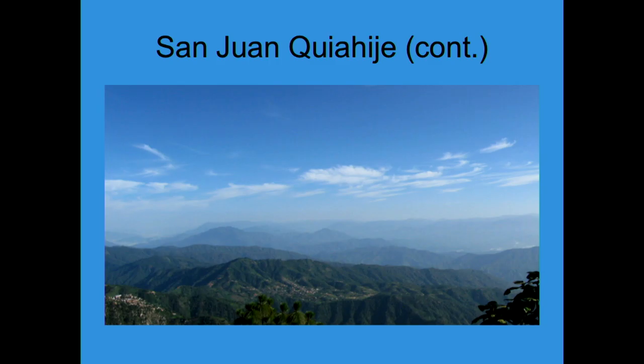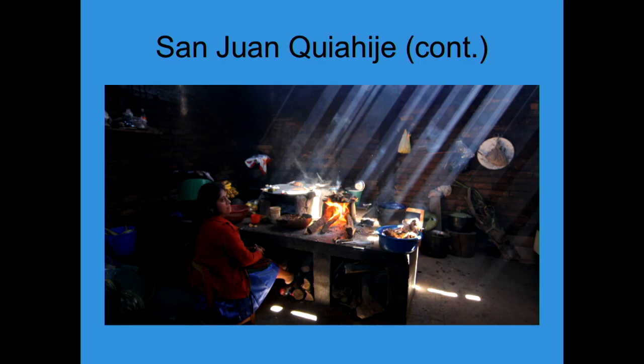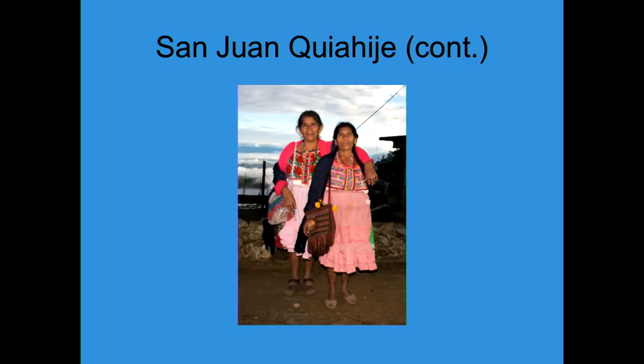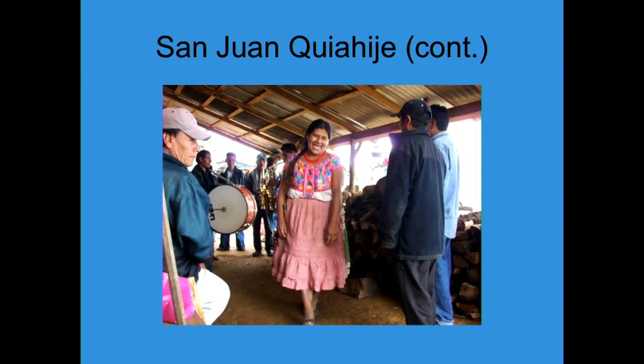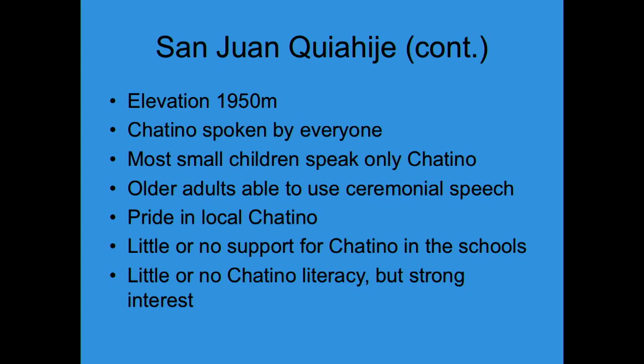I want to give you a sense of how Quiahije looks. This is a very typical kitchen of this area. You have the fireplace, you have the comal where you make tortillas, and the wood, and the kitchens are usually more open because of the smoke. And here, this is usually how women dress, and our two friends who wanted to take a picture with each other. And here's a dance. A friend is dancing, having fun. So about Quiahije, the elevation of Quiahije is close to 2,000 meters above sea level.